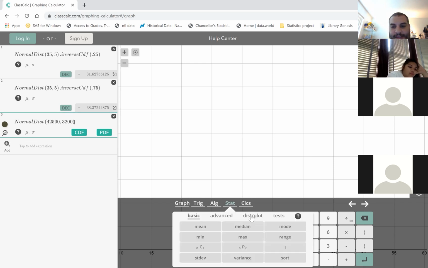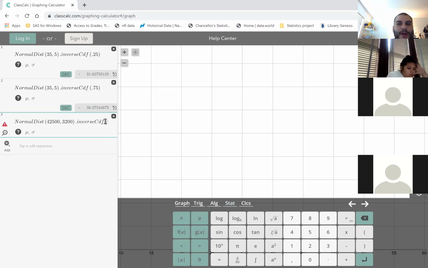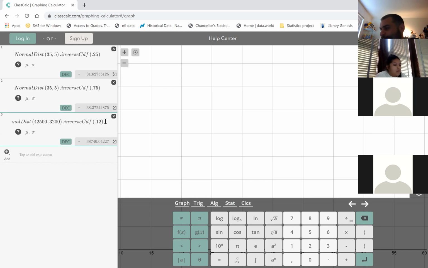So we say stats, distribution, inverse CDF, and we want to put the probability of the left side, which is the 12%, so we put 0.12. And if you look, we get 38,740.04. And that's it for the other example. Any question in regard to that last example?